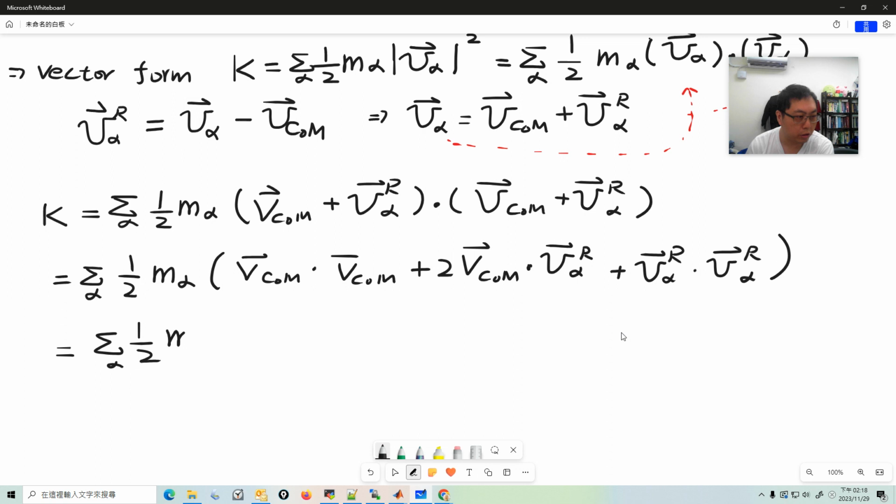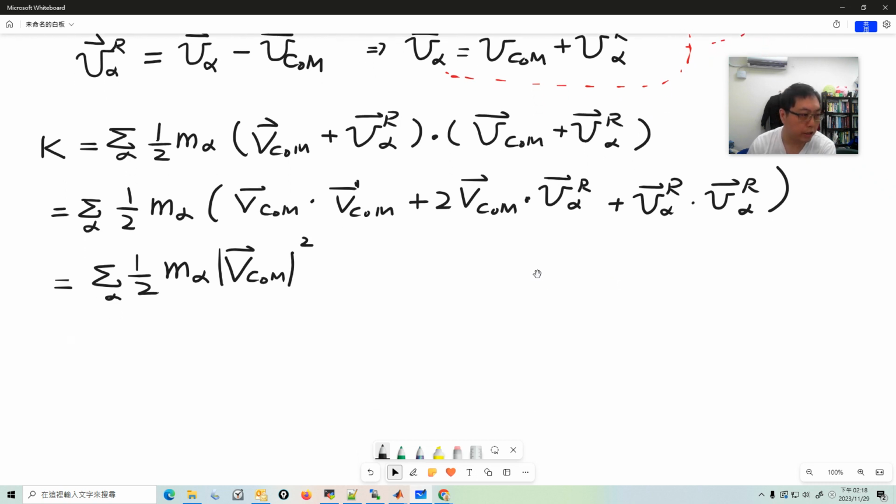Okay, the first term is here. So v dot v. It's the same vector, the vector doing the inner product to itself. It will become the magnitude square. So this will become V_COM square. Okay, this is the first term.